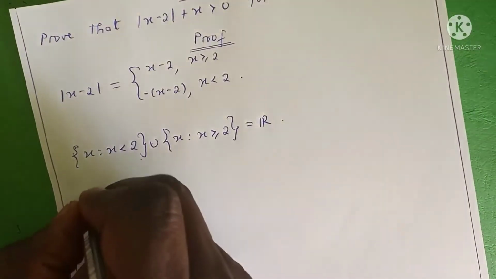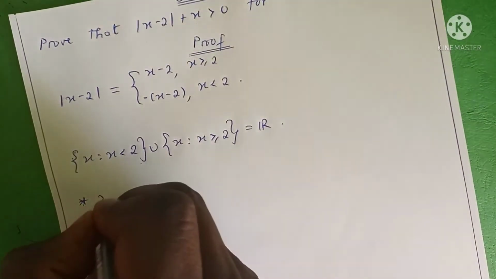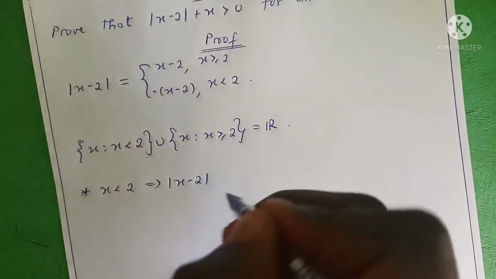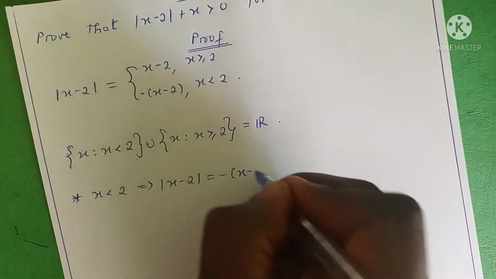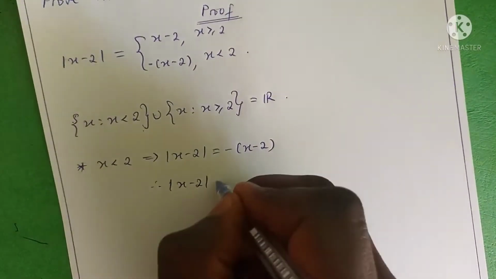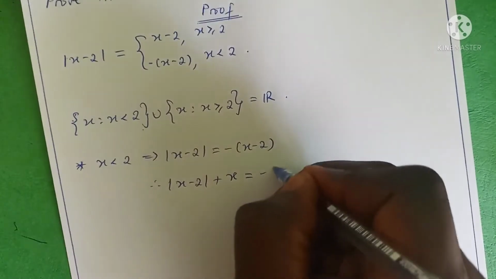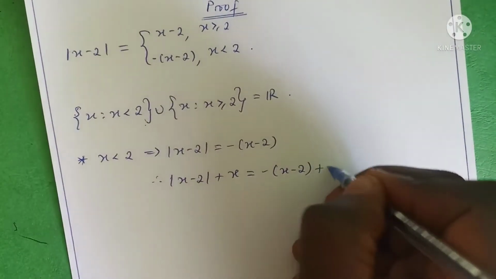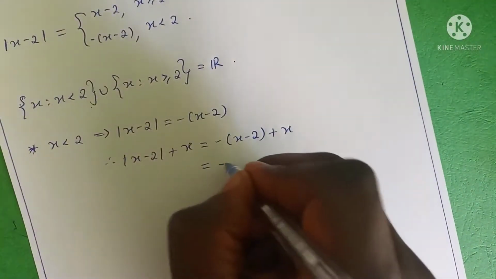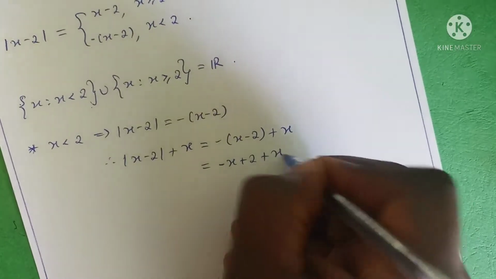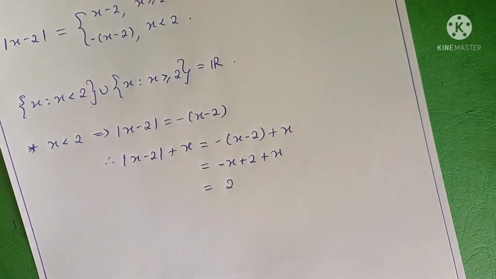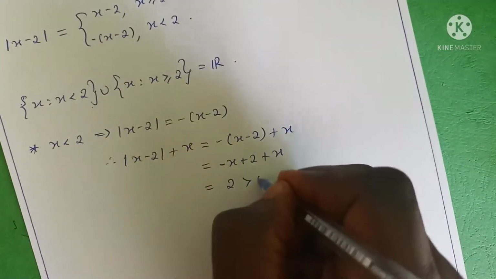Okay, now we start with the first set. We know that if x is less than 2, then the absolute value of x minus 2 will be equal to negative into x minus 2. And therefore, the expression, the absolute value of x minus 2 plus x will be given by negative into x minus 2 plus x, which is equal to, if you open these brackets, negative x plus 2 plus x. And if you simplify this, we're going to have 2. Remember, negative x plus x is 0. And we know that 2 is greater than 0.